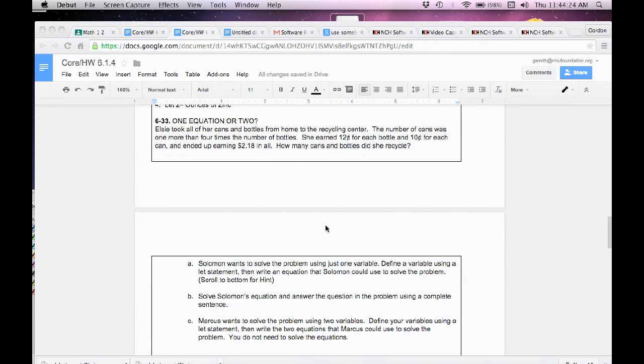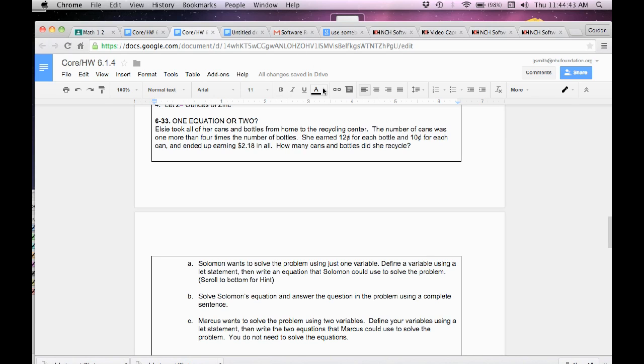Here we are on the work, 633, one equation or two. Elsie took all her cans and bottles from home to the recycling center. The number of cans was one more than 4 times the number of bottles. I see that right now, and I see that basically I can write a little equation. So I'm going to write it right now.